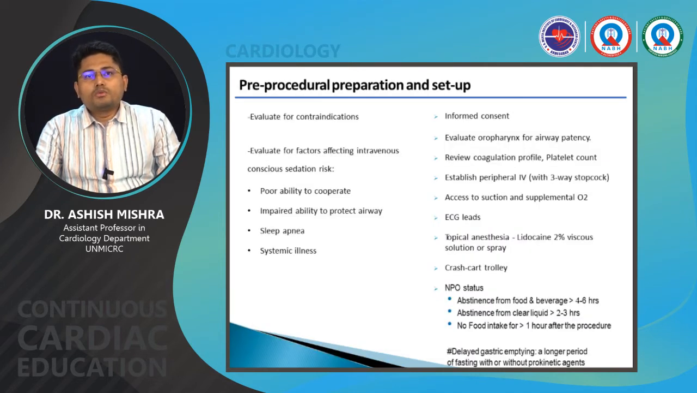So now we come to pre-procedural preparation and setup. One should evaluate for contraindications, evaluate for factors affecting intravenous conscious sedation risk, which are poor ability to cooperate, impaired ability to protect airway, sleep apnea, or severe critical illness, systemic illness. Then one should have the informed consent, evaluate the oropharynx for airway patency, review coagulation profile and platelet count, also have an established peripheral IV line, access to suction and supplemental oxygen should be available. Patient should have ECG leads connected and monitored.